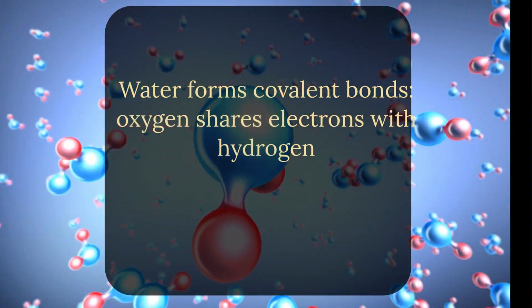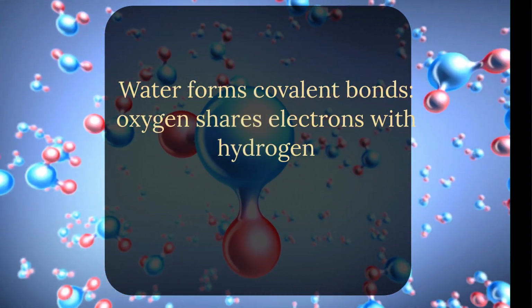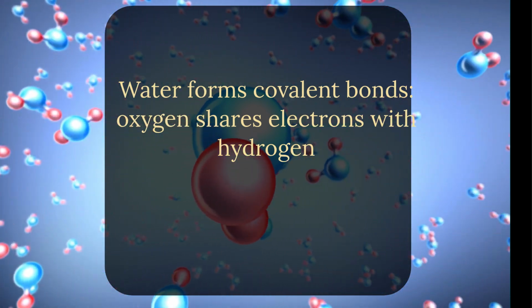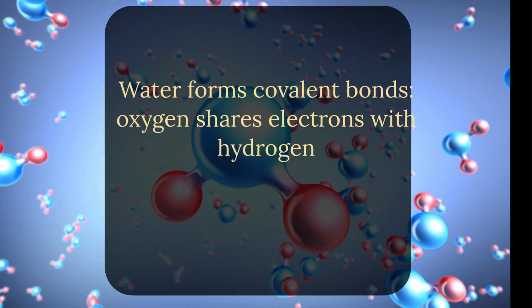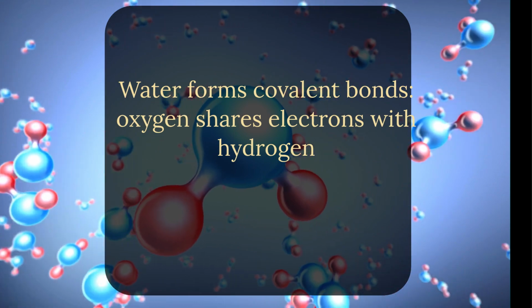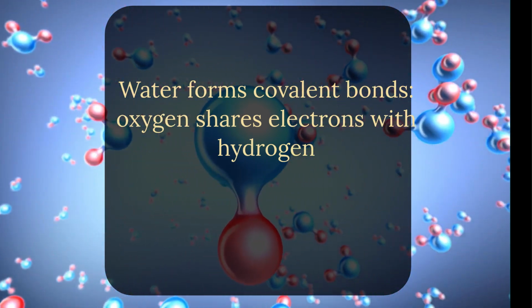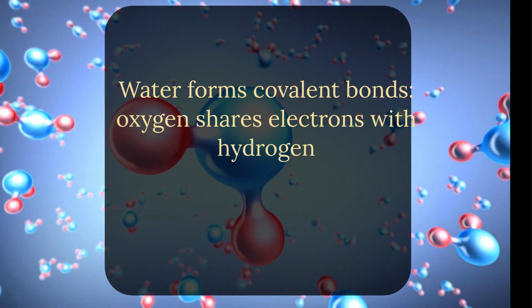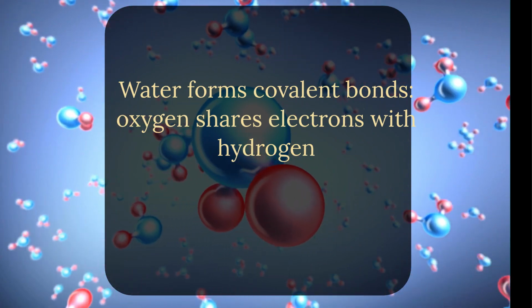Water is an example of covalent bonding. Oxygen has 6 outer electrons, while hydrogen has 1. They share electrons, forming O-H bonds. Each bond is a shared pair of electrons, one from hydrogen, one from oxygen. Oxygen ends up with 8 outer electrons, achieving stability.